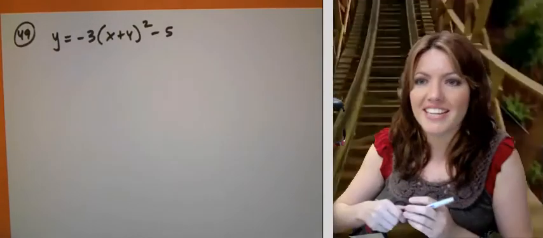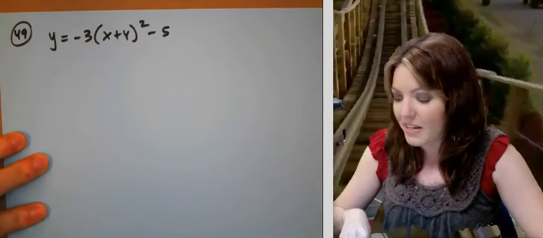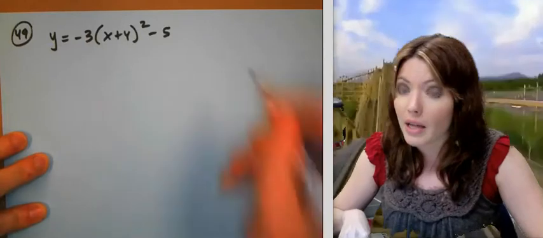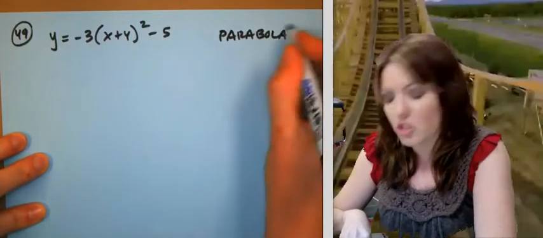Okay, you guys, here we are. Numbers 49 and 50, we are in the home stretch, which is awesome. All right, so this should look familiar to all of us. This is a parabola. The way that we know that is there is only one squared term here.